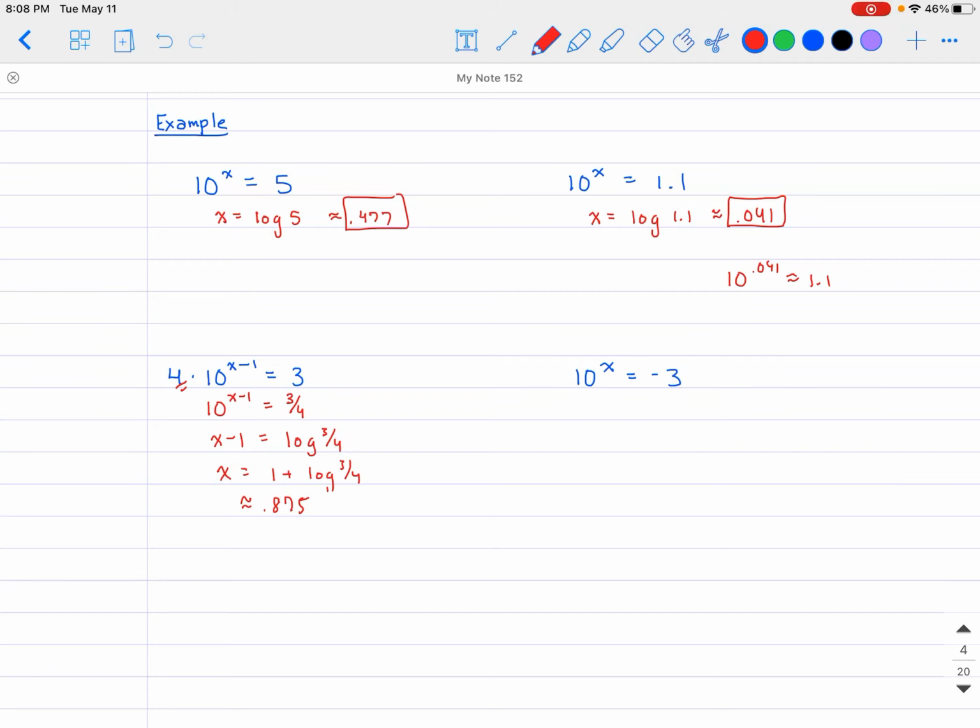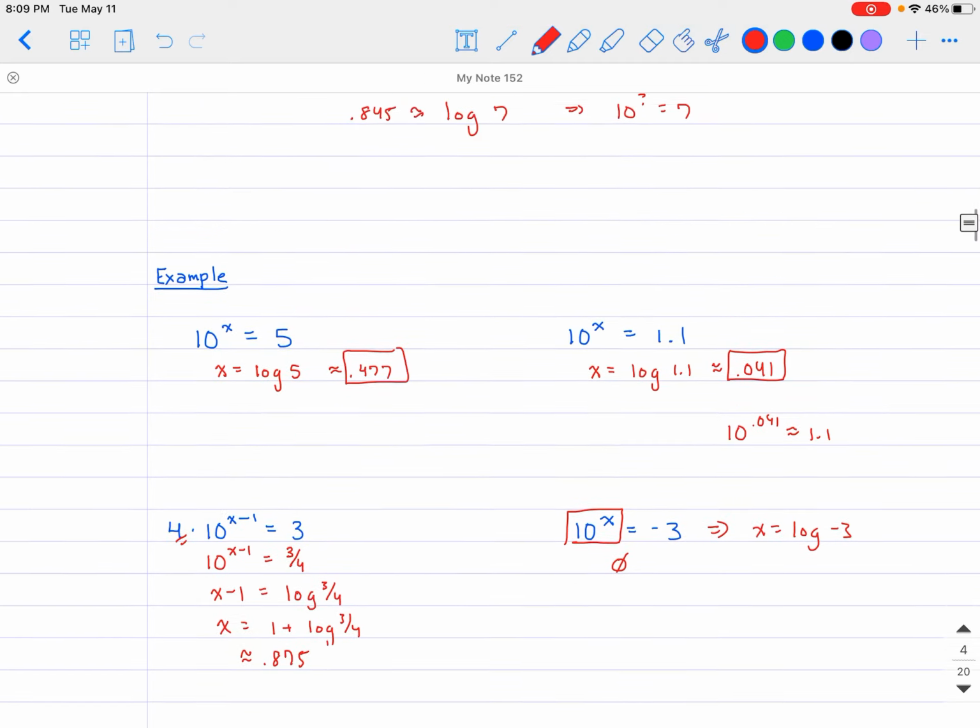And finally, for this last one, 10 to the x is equal to -3, that is actually a trick question. Think about how exponents work. There's no exponent that I can give you, or you can give me, where the result of 10 raised to that power is equal to a negative number. So there's no solution for this because it is not solvable. While it is true that you can write it as x is equal to the log of -3, that is going to blow up on you, because if you try to put that in a calculator, it doesn't work.